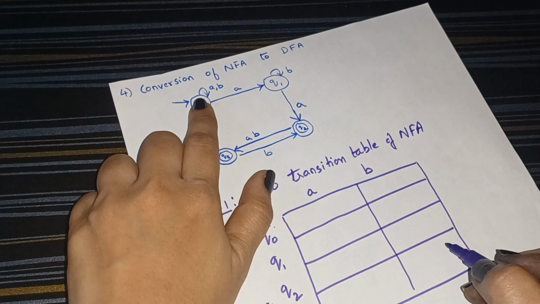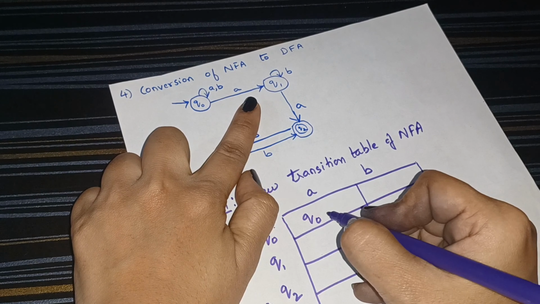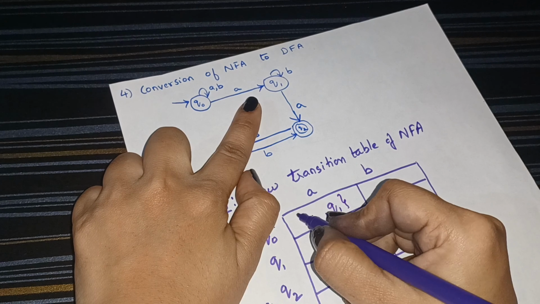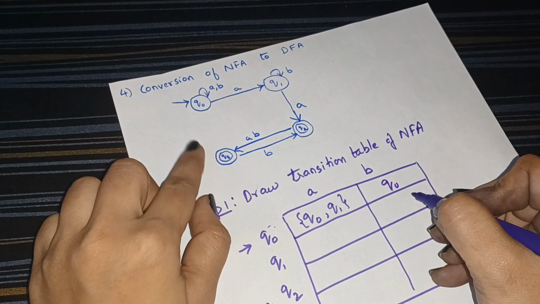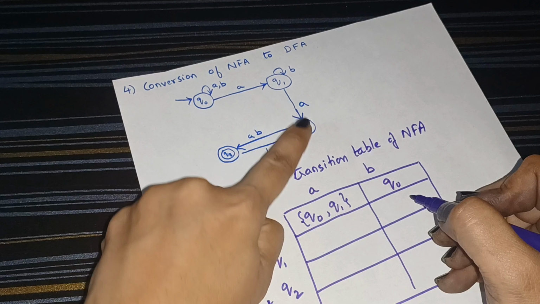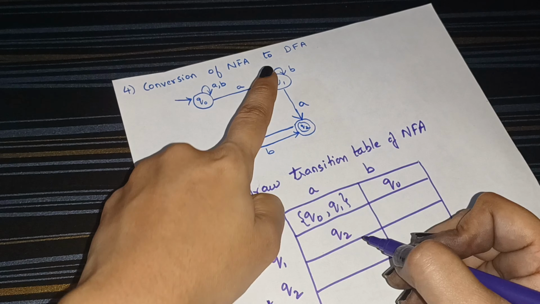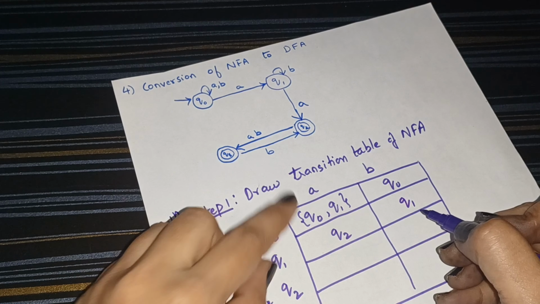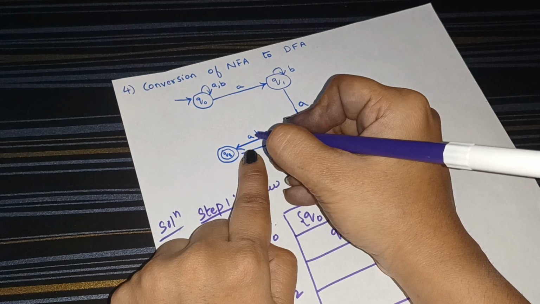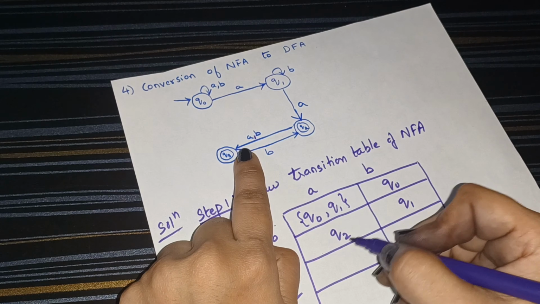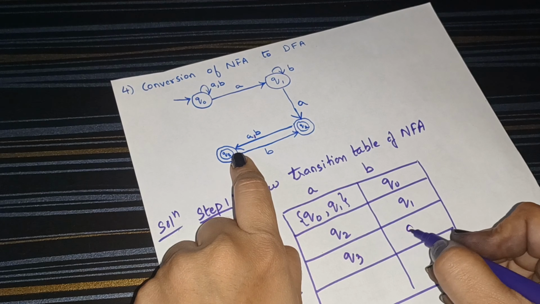So Q0 on A, it is going to Q0 and it is even going to Q1, so we will make a set. Q0 on B, it is going to Q0 only. Q1 on A, it is going to Q2. Q1 on B, it is going to itself. Next Q2 on A, it is going to Q3. Q2 on B, it is going to Q3.